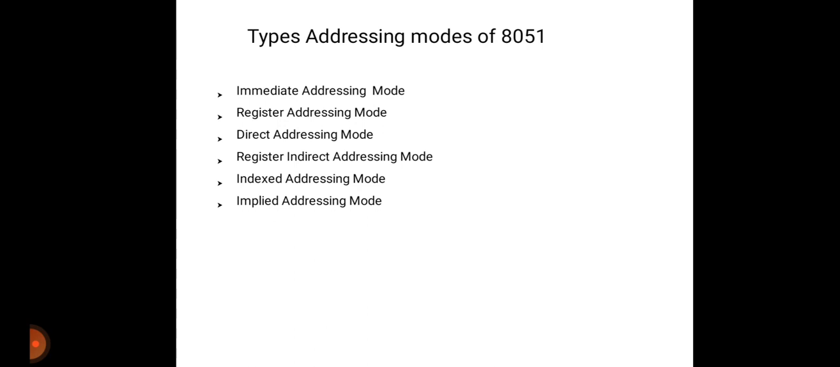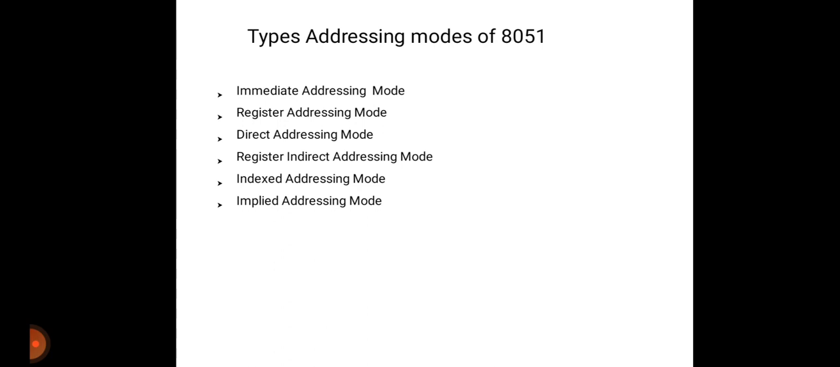First of all, in the 8051 microcontroller there are 1 byte and 2 byte instructions, and very few are 3 byte instructions. The length of the opcode is 8 bits, so there are 256 possibilities. 256 possibilities means what? 2 raised to 8. Among the 256, 255 opcodes are implemented.